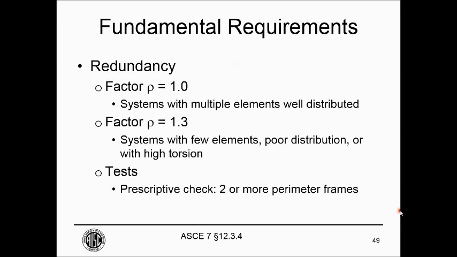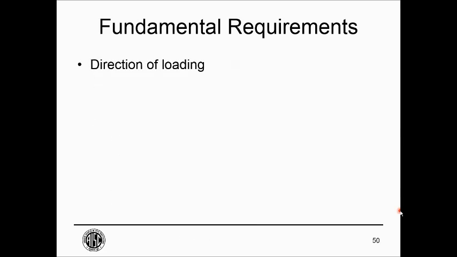There are two different ways to check if you have perimeter bracing, 2 or more frames. There's a prescriptive allowance that qualifies for a rho of 1. If you don't meet that, you can remove one member at a time and check torsion and strength and see if you've reduced your strength or increased your torsion too much. And if you haven't, you qualify for a rho of 1, and we'll show that in the design example.